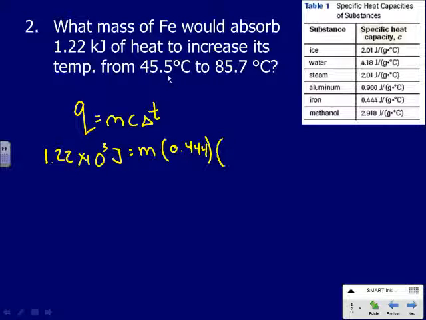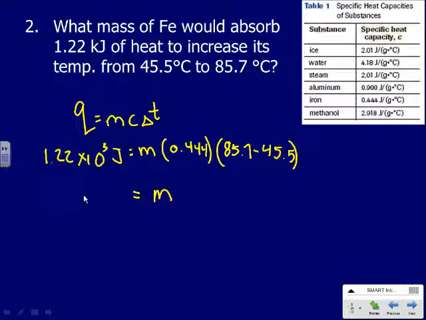Delta T. Again, I like putting it all in one shot. Again, we've got to be very careful. From 45.5 up to 85.7, so 85.7 is the second one. 85.7 minus 45.5. Remember, we got to do these brackets first, and then we'll divide off. I could divide by that subtraction. What is that? 40.2? Looks like 40.2. Anyway, got to divide off 40.2. Got to divide off the 0.444.